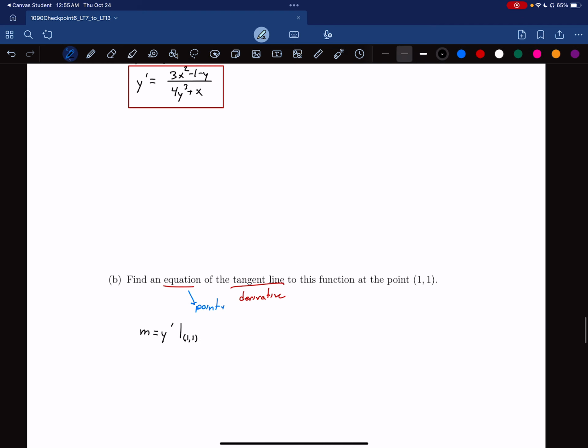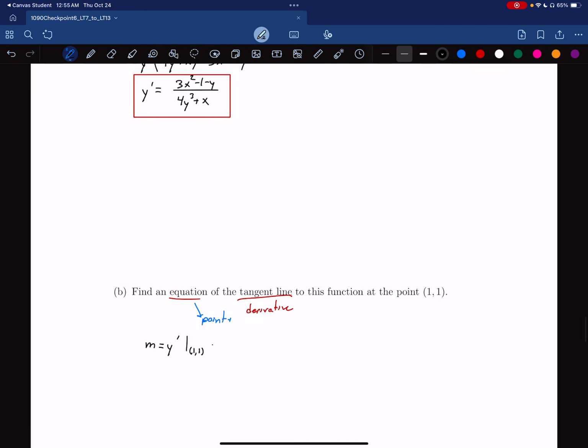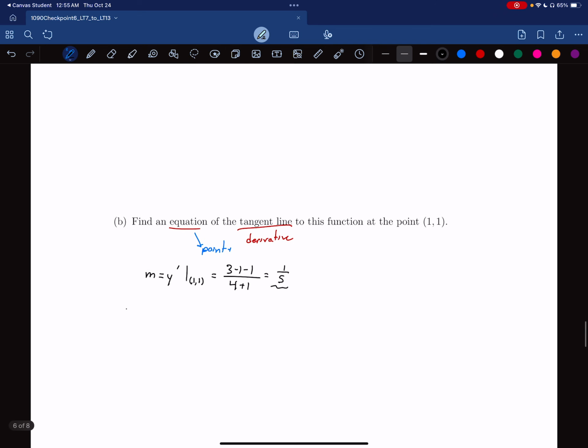So going back up, putting that back in view, we can plug in 1 comma 1. So we'll just have 3 minus 1 minus 1 over 4 plus 1. And this is equal to 1/5. So that's our slope. But then to find a tangent line, we also need a point. And good thing that we're given the point (1, 1).